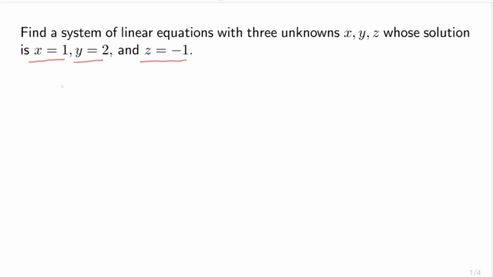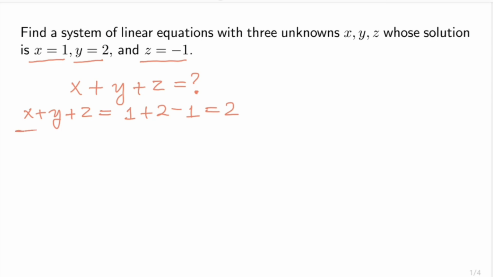A simple idea for doing this is, if x equals 1 and y equals 2 and z is -1, then what is the value of x plus y plus z? What is it equal to? Well, it's as simple as x plus y plus z equals 1 plus 2 minus 1, which is equal to 2. It means that x plus y plus z equals 2. So that is one equation.